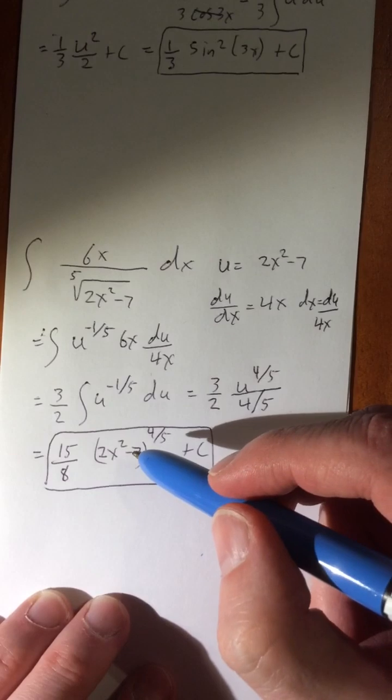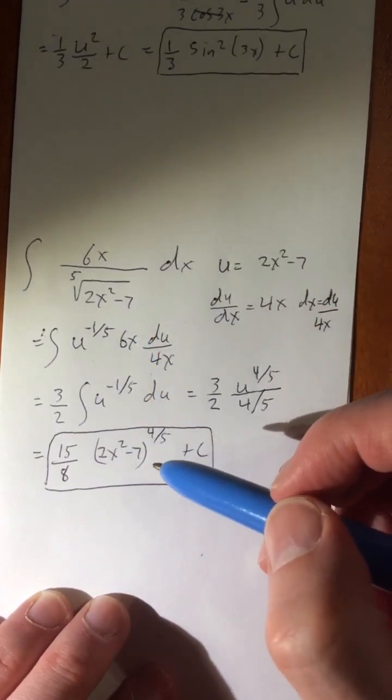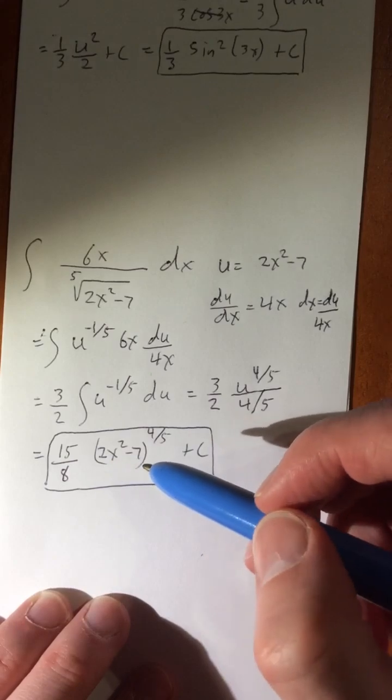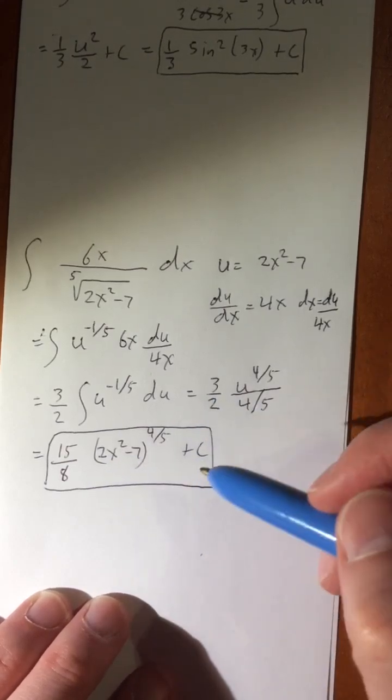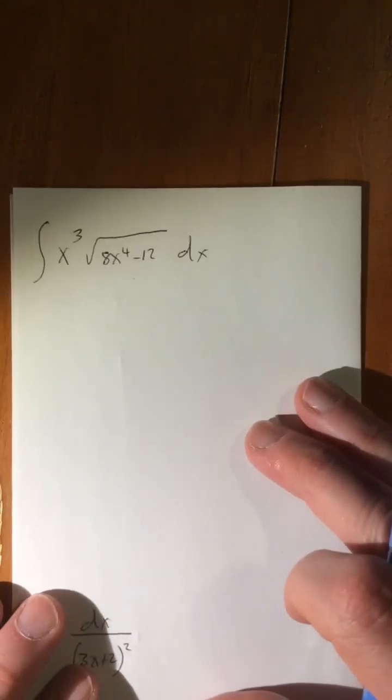If we wanted to return this into the same format it was, which is a root format, then we could do the 5th root of 2x squared minus 7 to the 4th power, but this is fine. All right, those are our first two examples. Let's flip the page and jump to this next problem right here.